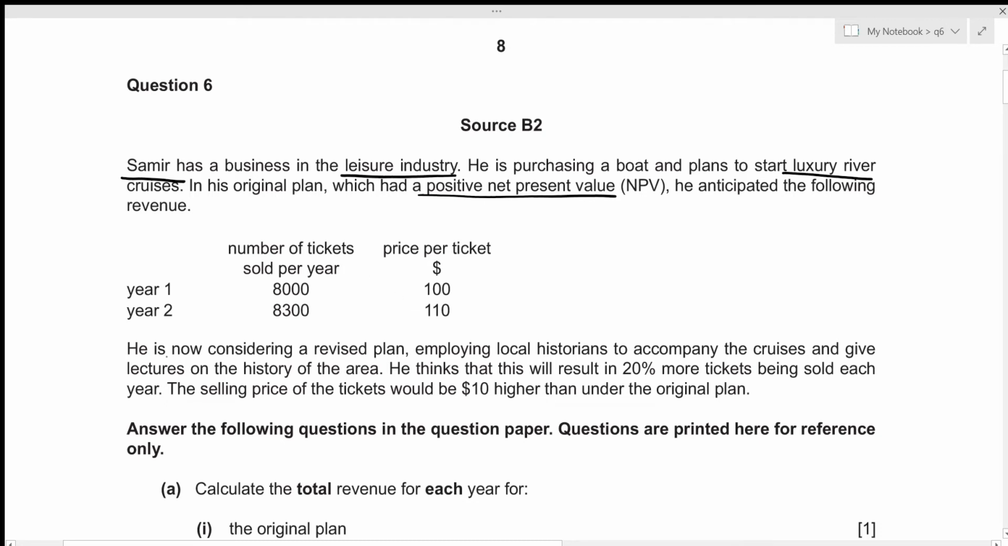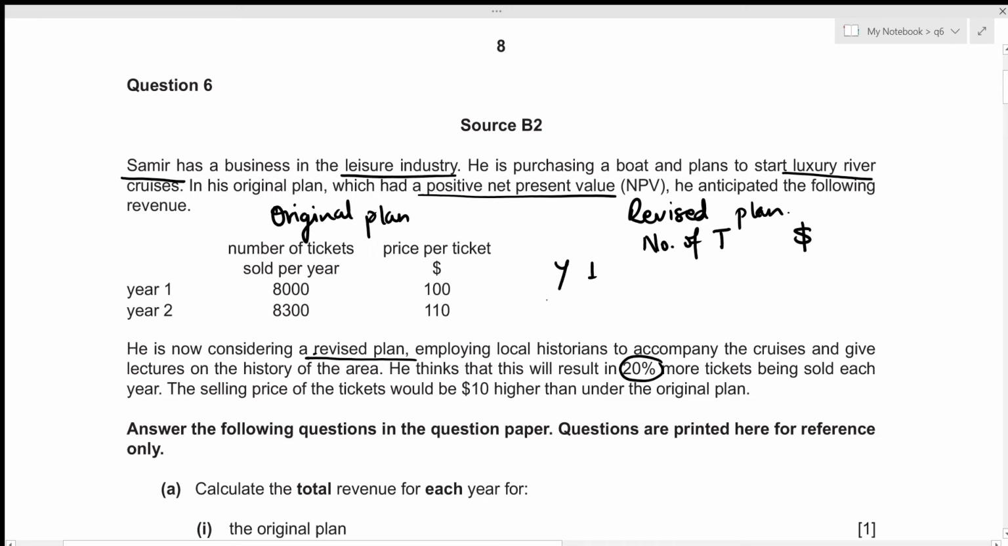Alright, now he is considering a revised plan, employing local historians to accompany the cruises and give lectures on the history of the area. And he thinks that this will result in 20% more tickets being sold each year. So this will be our original plan. Now we'll figure out our revised plan. So this is the number of tickets, and this is the price per ticket, and we have year 1 and year 2.